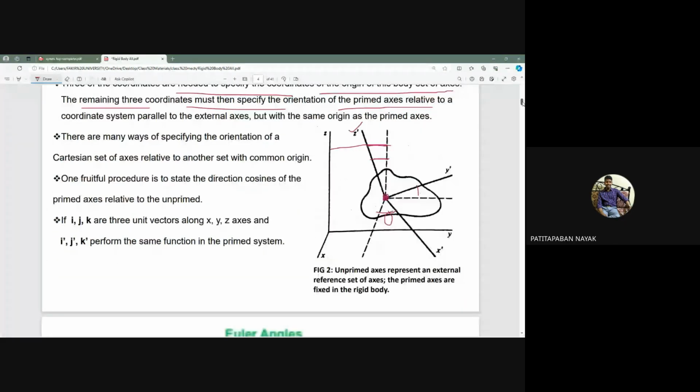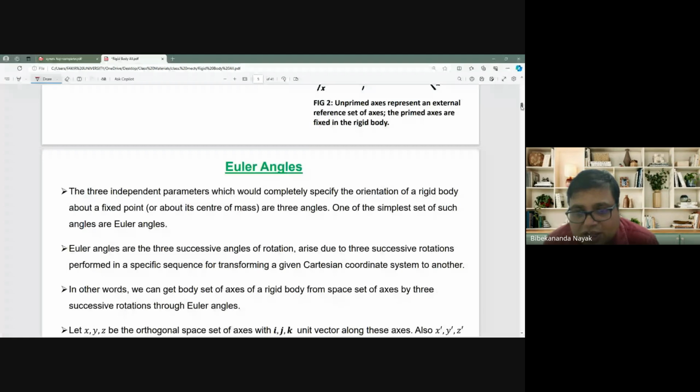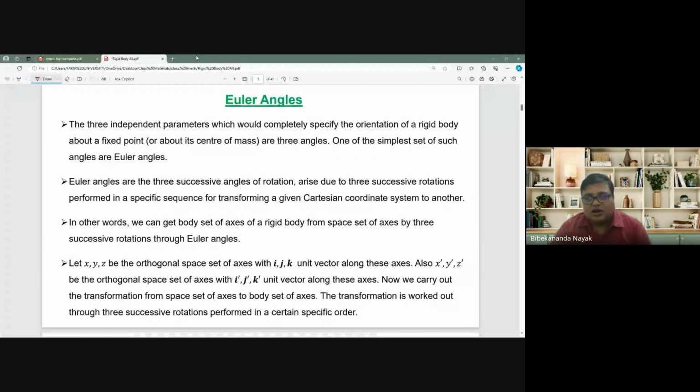Okay. Then it is very important: Euler angles. The 3 independent parameters which would completely specify the orientation of a rigid body about a fixed point or about the center of mass are 3 angles, and one of the simplest sets of such angles is Euler angles. Euler angles are 3 successive angles of rotation.